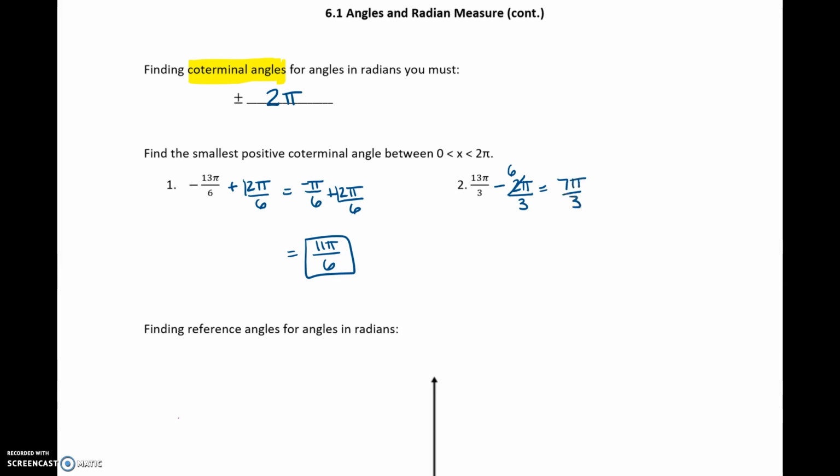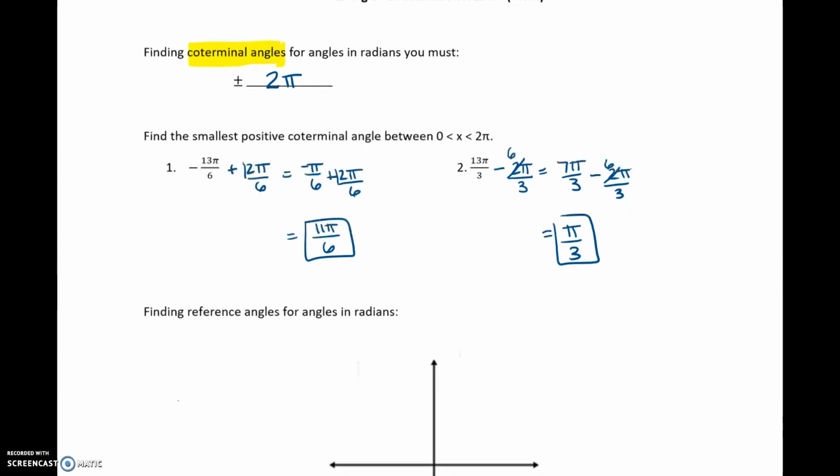Well, if I take a look again, 7 over 3, 3 goes into 7 a little bit more than 2 times, so it's still larger than 2 pi. So I'm going to subtract again, getting a common denominator, so it's going to become 6 over 3. So when I subtract, I'm going to get pi over 3 as my final answer for the smallest positive coterminal angle. So we're going to have to use these finding coterminal angles a little later on when we're evaluating functions.